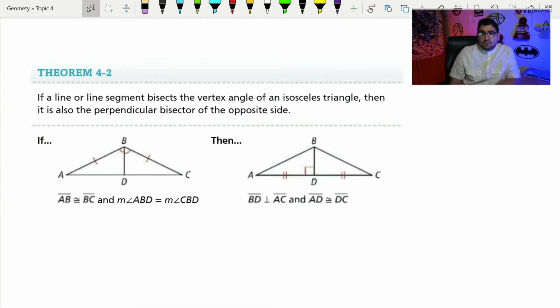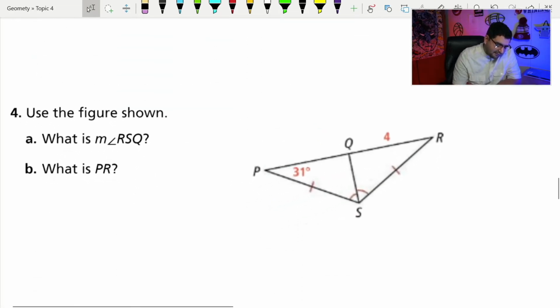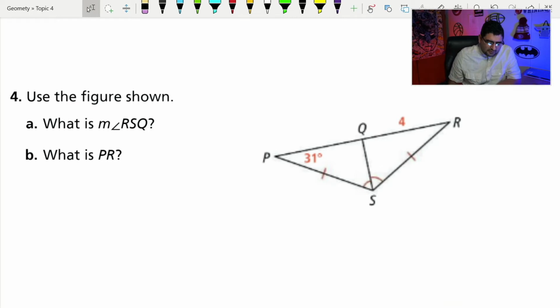How do we use this? Well, let's get a problem that's actually going to use this, because a lot of times that's the best way to understand the theorem, to see a problem where it's applied. So here we have this triangle. It's upside down, but we can tell it's an isosceles triangle because we have these two side lengths that are equal to each other. The question asks, what is the measurement of angle RSQ, and they want to know what is PR, so what is the length of this segment.